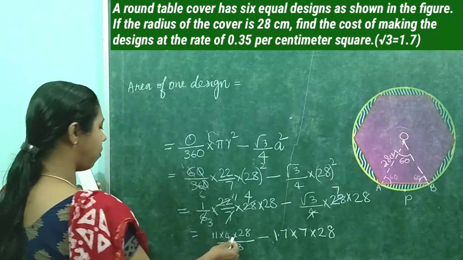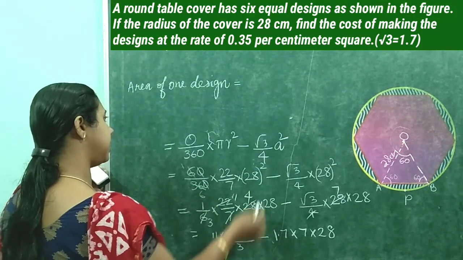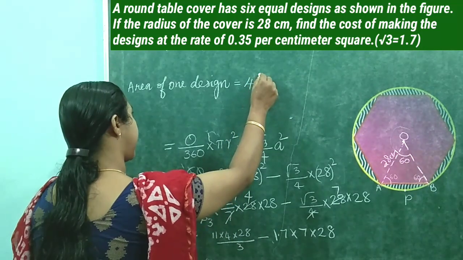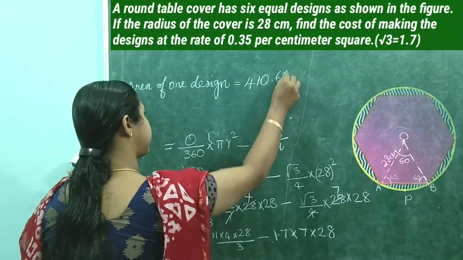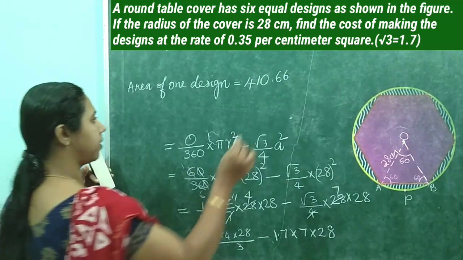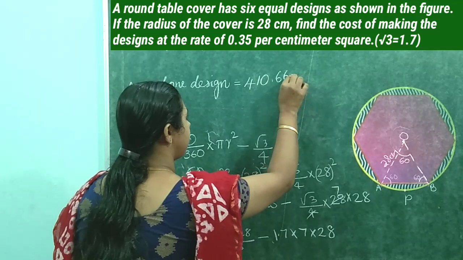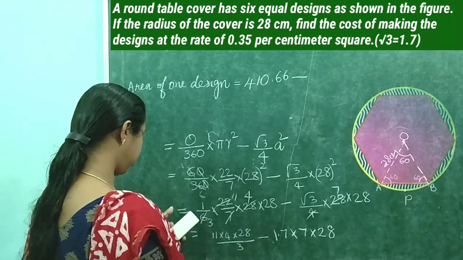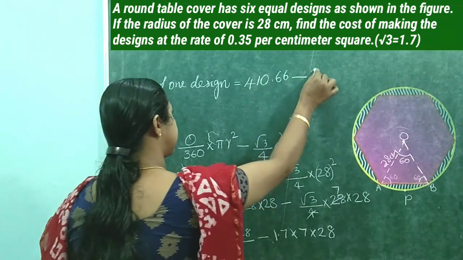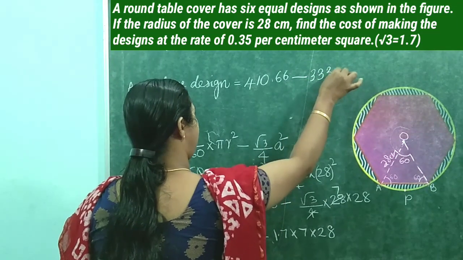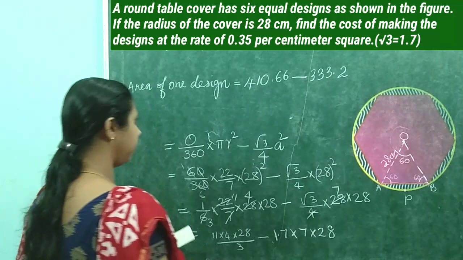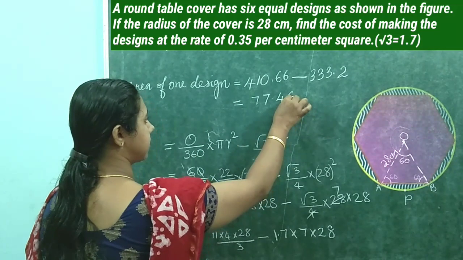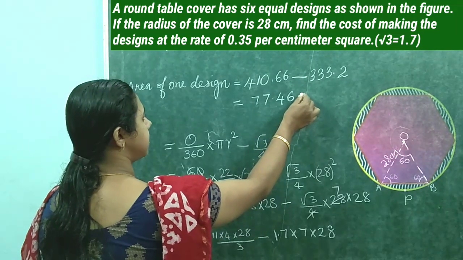So 1.7 into 7 into 28. So 11 into 4 into 28 into 3 is equal to 410.66, minus 1.7 into 7 into 28 is equal to 333.2. That is equal to 0.46 centimeter square.